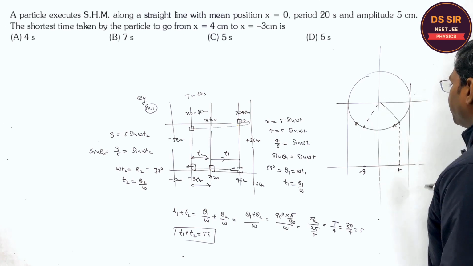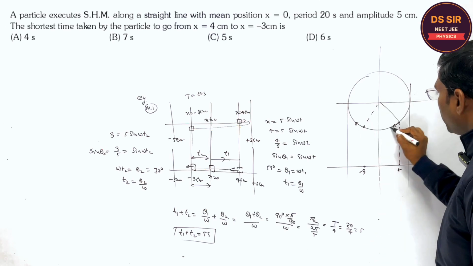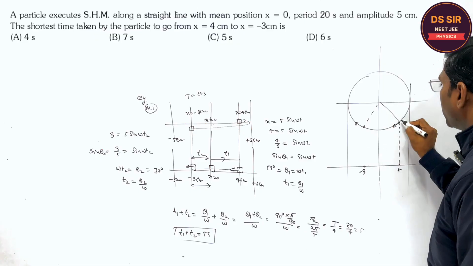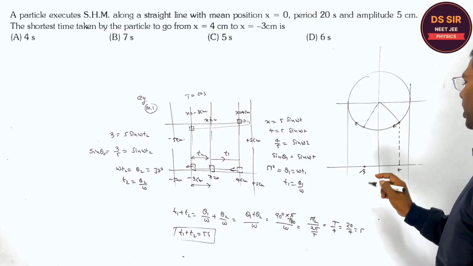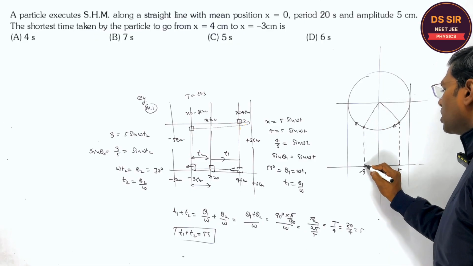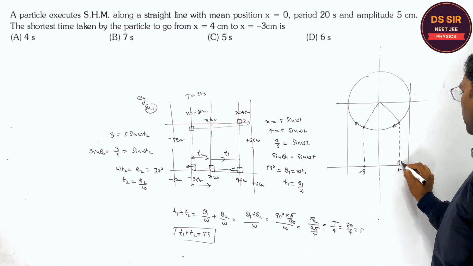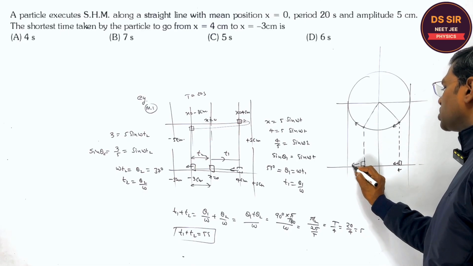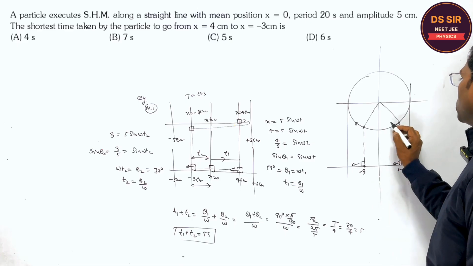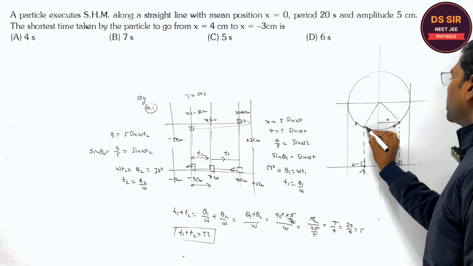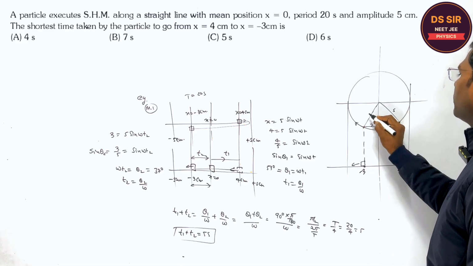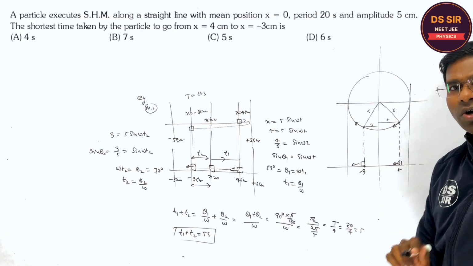So you tell me, from here to here, you have to find the time from this position to this position, only you have to find time. So you tell me, it is 4, it is 3, it is 5. Is it correct or not? You tell, Varsha.